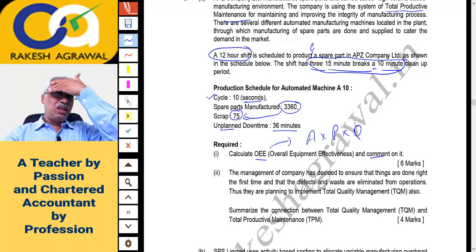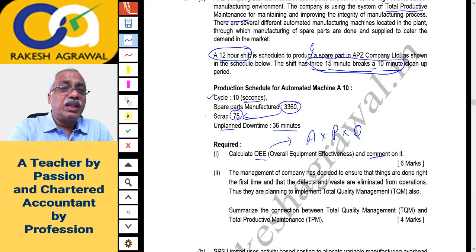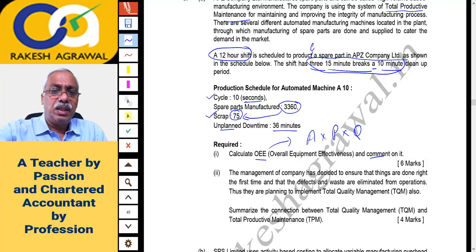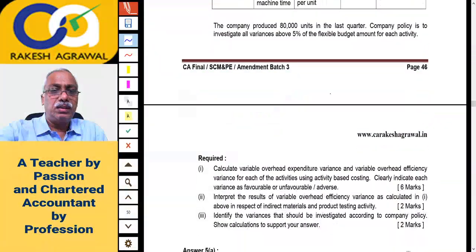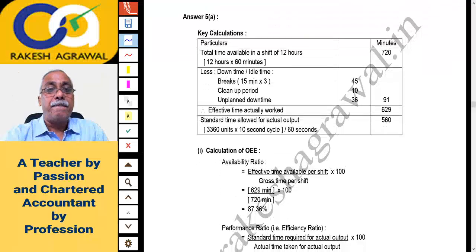Should I take you to the answer now? We'll have to calculate effectively for how much time the machine was available. What was the efficiency? Efficiency ratio is standard time divided by actual time. And the quality. In quality, 75 units are scrapped. So you don't have 100% quality. So your quality ratio will be less than 100%. I'll directly take you to the answer. Oh, it's here. Just a minute.